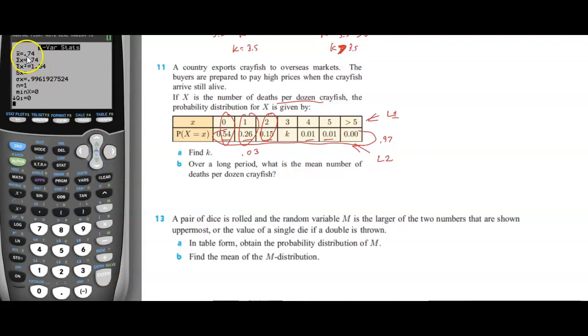And my expected value is 0.74. So that means I'm expecting 0.74 deaths per dozen crayfish on each shipment. Less than 1.